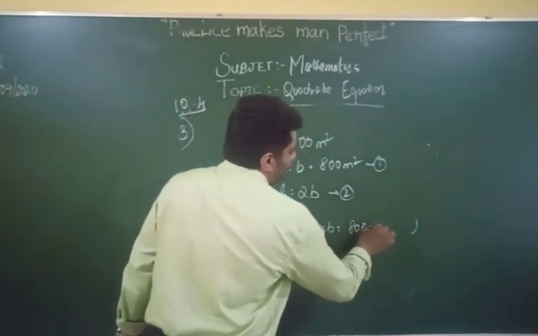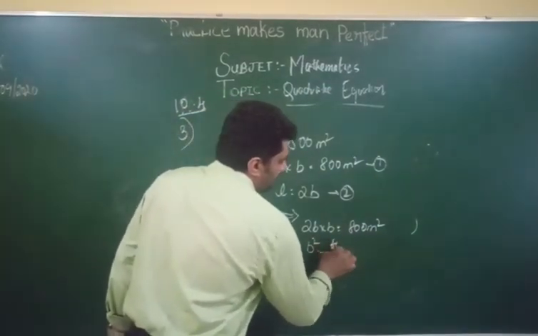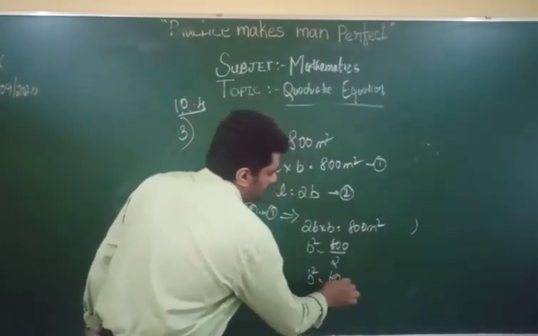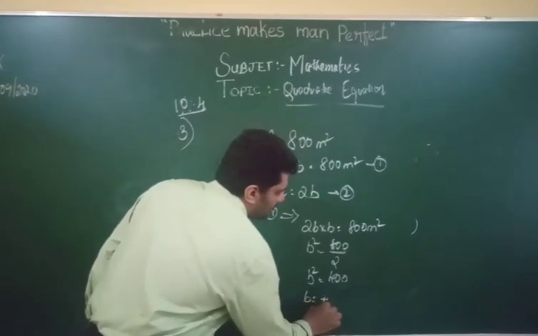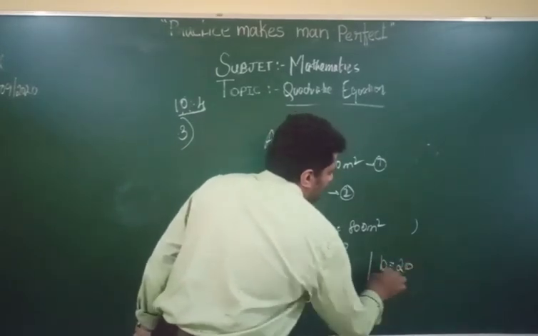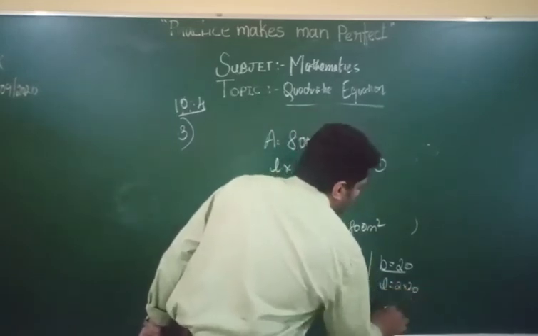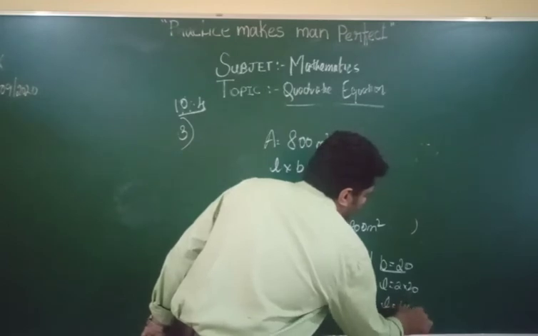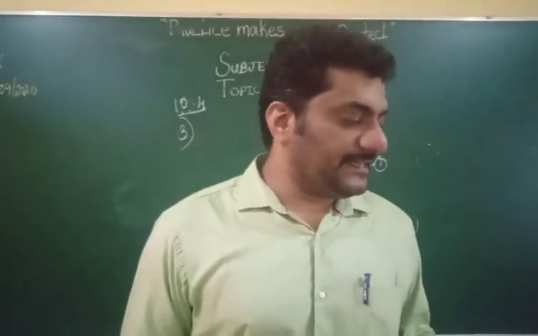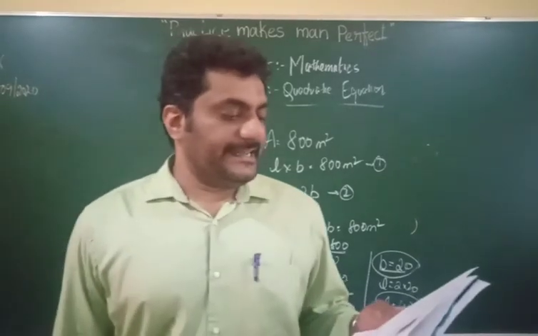to 800 meters square. You get b square is 800 divided by 2. b square is equal to 400. So b is equal to plus or minus root of 400. So b is 20. If b is 20, length is 2 into 20, length is 40 and 20. Now what is the question they are asking? If so, find the length. We got the length and breadth.